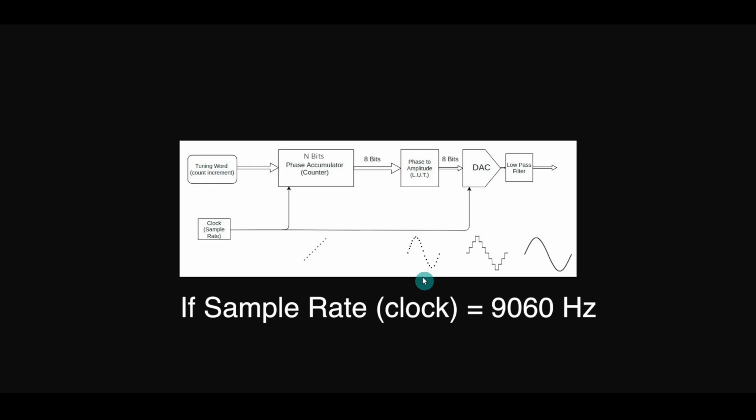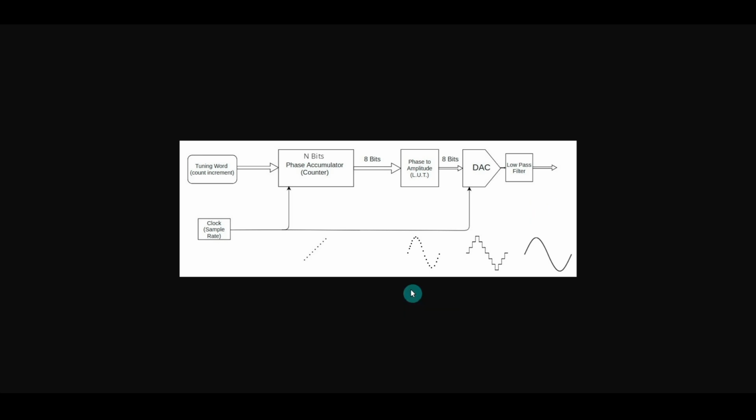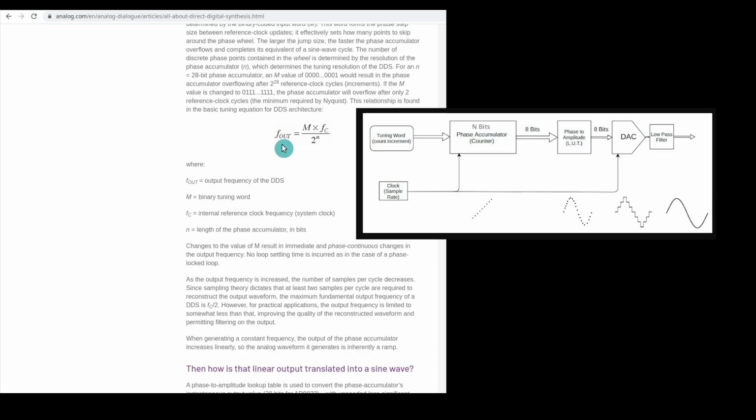So if we choose a sample rate of 9060 to send out that many data samples per second, our maximum generated frequency should be less than half of that, or less than 4530 Hz. The Uno should be able to handle that sample rate, so it's being used in this project. Putting it all together, there's an equation that determines the tuning word needed in order to generate a certain frequency when we have decided on a phase accumulator counter size and a sample rate clock.